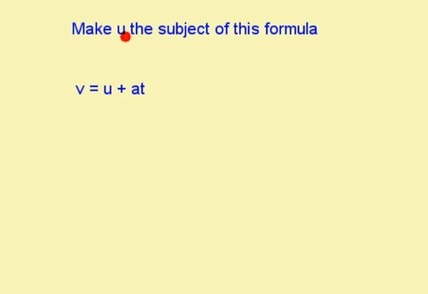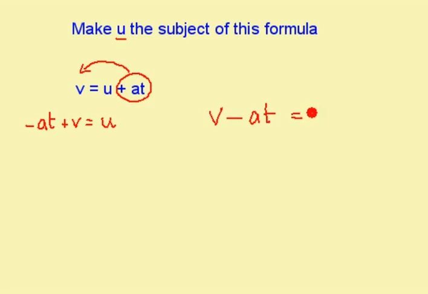In this question, I need to make u the subject of the formula, so I'm going to get the u on its own. I start looking at float and ping, and I can float and ping the plus at. It's plus at, so it will become minus at, and this is a positive v. And that leaves me with u, so my question is finished at that stage. As in the last question, you could have the answer of v minus at equals u, because I've put the minus at after the v instead of in front of the v.